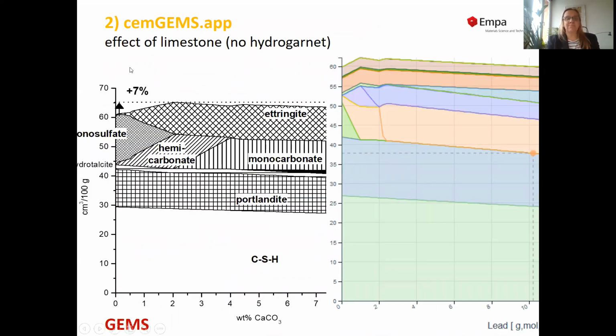As a snapshot, I plotted here the effect of limestone calculated with GEMS as we've seen before, and on the right-hand side, the same picture calculated based on SEMGEMS. Basically we see the same phases, C-S-H, portlandite, we see the destabilization of monosulfate to hemicarbonate and monocarbonate, and the stabilization of ettringite. So basically we get the same or very similar results.